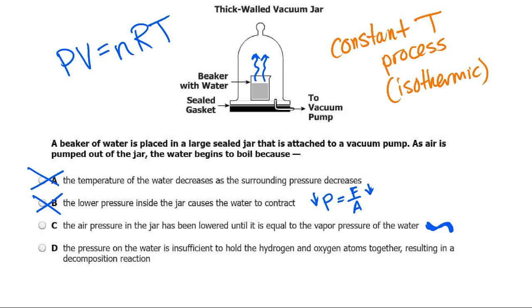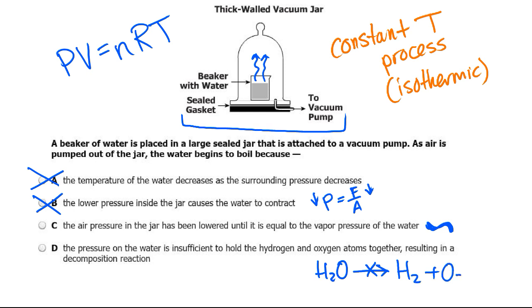At this particular temperature of the room, whatever it is, water has a certain vapor pressure. The pressure on the water is insufficient to hold the hydrogen and oxygen atoms together, resulting in a decomposition reaction. This is a physical phase change, not a chemical change. So the water is not turning into hydrogen and oxygen. Doesn't make any sense. This is a phase change.